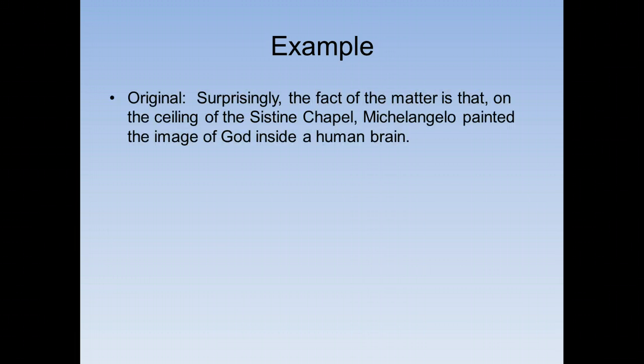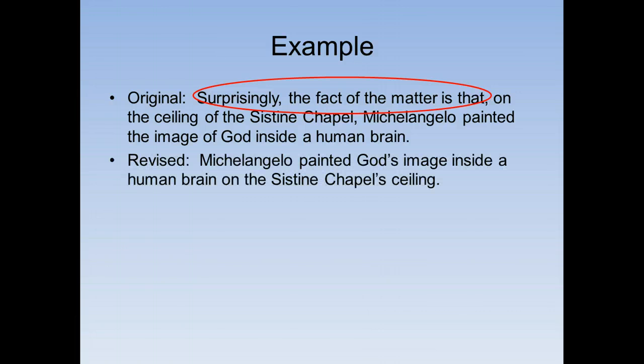To demonstrate this, we can take the sentence, "Surprisingly, the fact of the matter is that on the ceiling of the Sistine Chapel, Michelangelo painted the image of God inside a human brain." By omitting everything before the "is that," the sentence does not lose any meaning, but it is still faulty. After removing some prepositions and rearranging to fit the subject-verb-object format, the revised sentence reads, "Michelangelo painted God's image inside a human brain on the Sistine Chapel's ceiling."